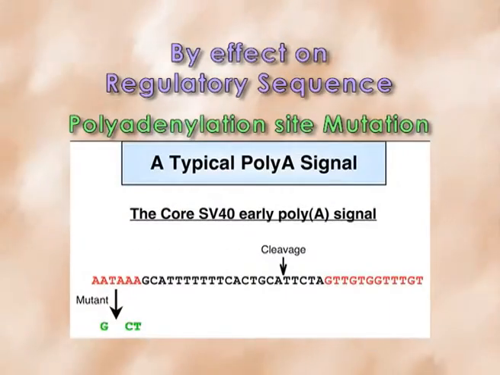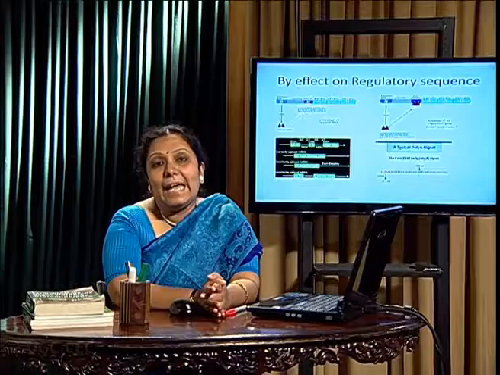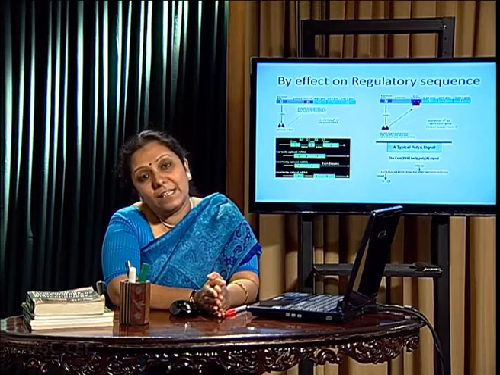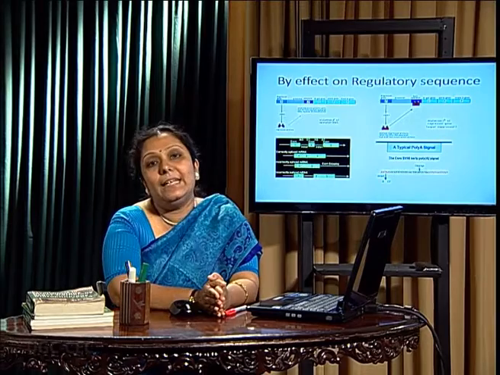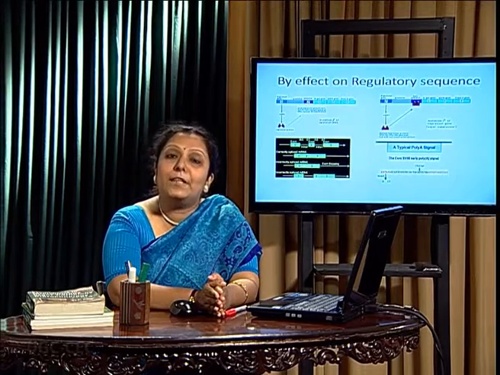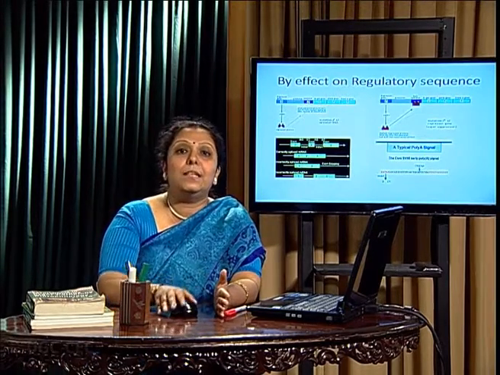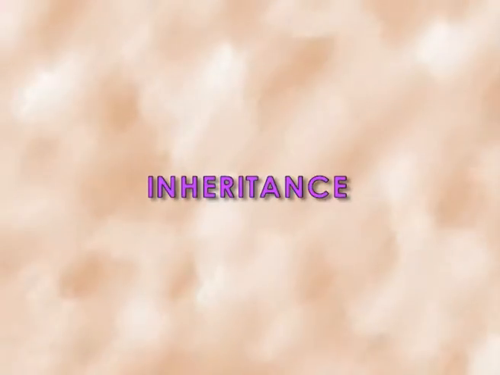By polyadenylation site mutation, we can find the mRNA which is not properly polyadenylated. If mutation happens, then it gives rise to an improper poly-A tail which is susceptible towards RNase destruction.